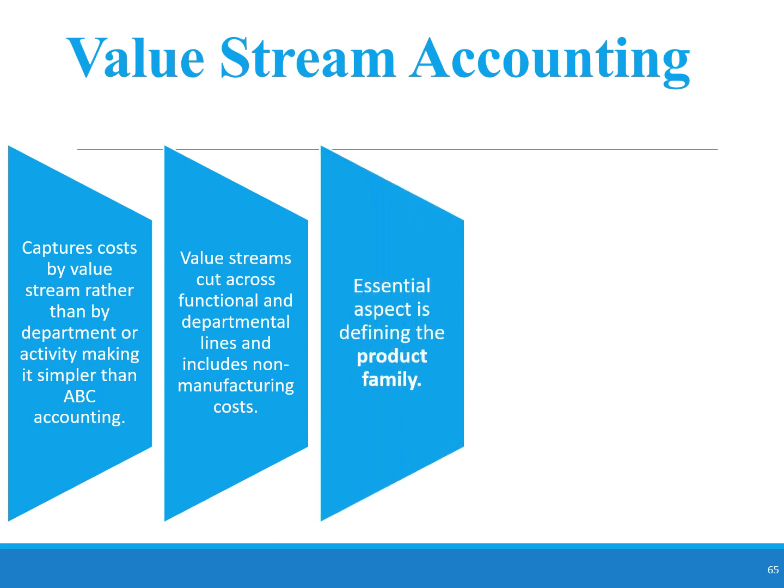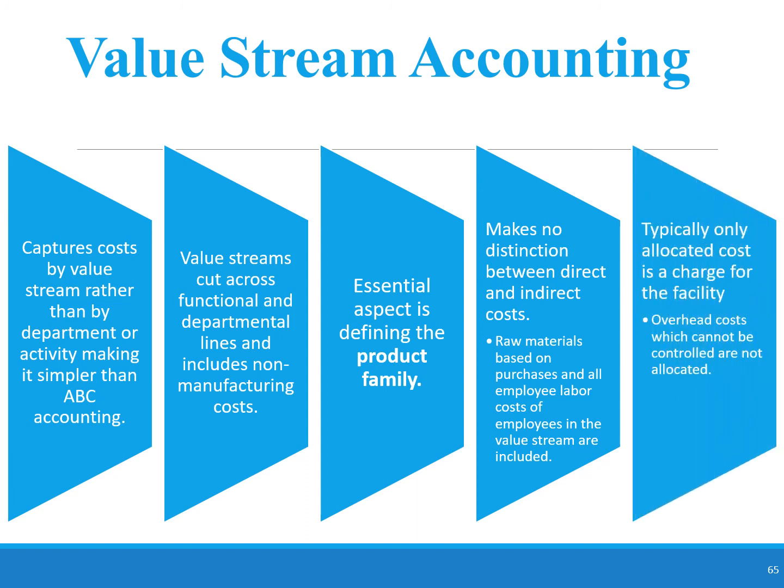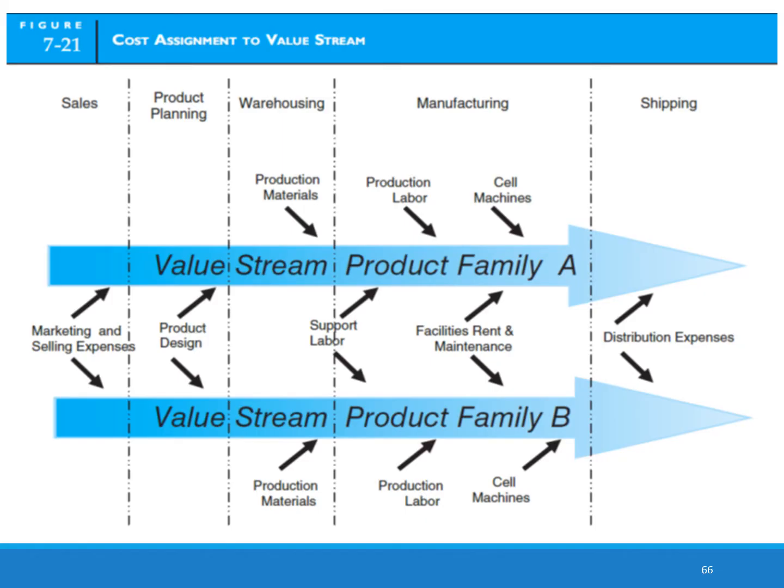An essential aspect is defining the product family. We'll talk about it and illustrate it in the next slide by the figure. Value stream accounting makes no distinction between direct and indirect cost. Raw materials are based on purchases, and all labor costs of the employees in the value streams are included. Lastly, typically the only allocated cost is a charge for the facility, meaning the overhead costs which cannot be controlled are not allocated to the cost of production. So this figure explains the cost assignment to the value stream. We have here the concept of the value stream of product family A and the value stream of product family B.